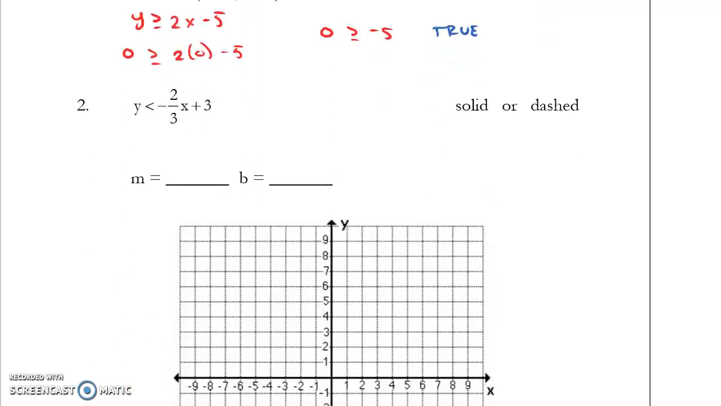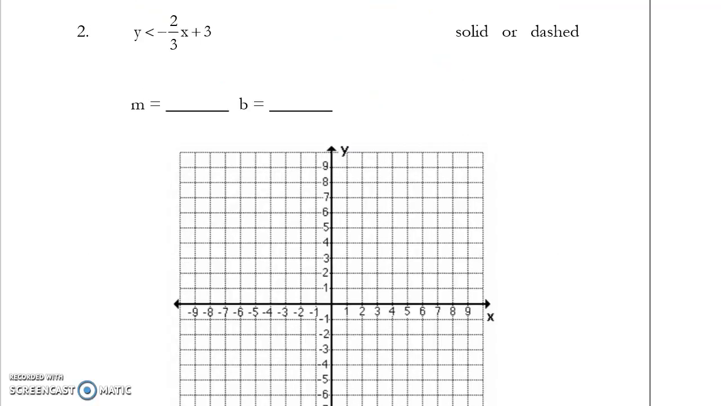Let's try one more and then we're going to have a lot of practice time in class. Again, it's in slope-intercept form. So my slope is negative 2/3. My y-intercept is 0, 3. This symbol now has no line under it. This is going to be a dashed line.